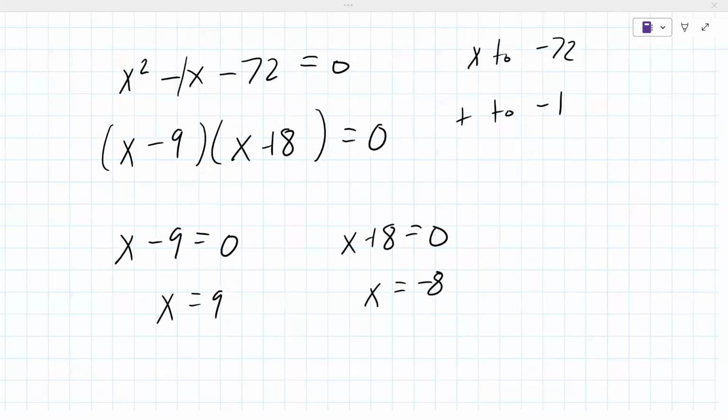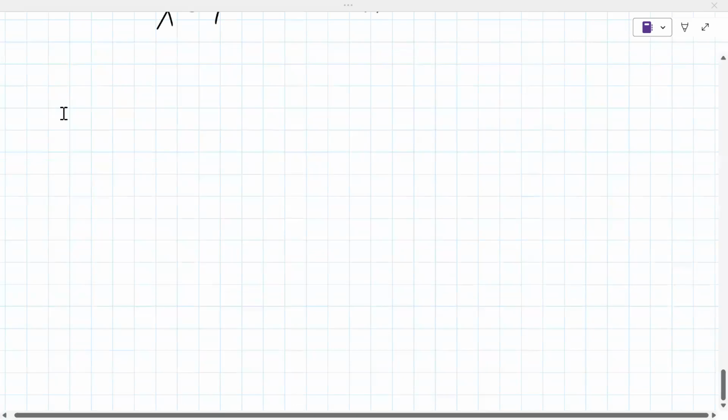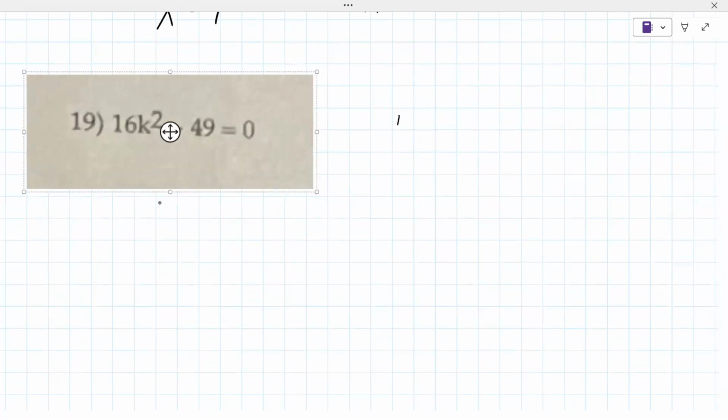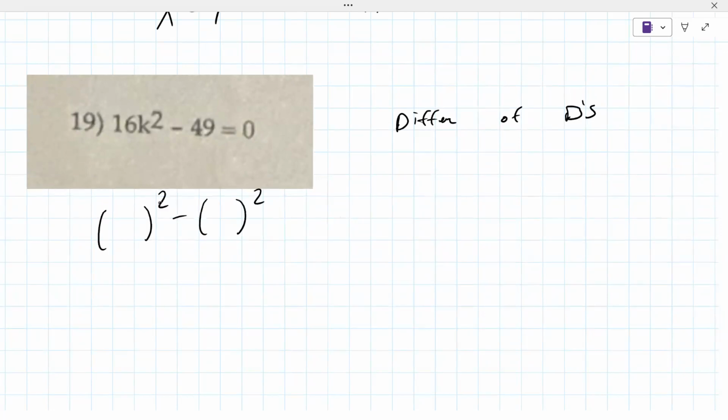Okay. We're going to do 19 before we do 18. It'll make more sense in a moment. Okay. 19 is a difference of squares problem. Difference of squares. So you've got to figure out what's squared minus what's squared. So this is what we were doing a little bit ago. Could you tell me what goes in parentheses?